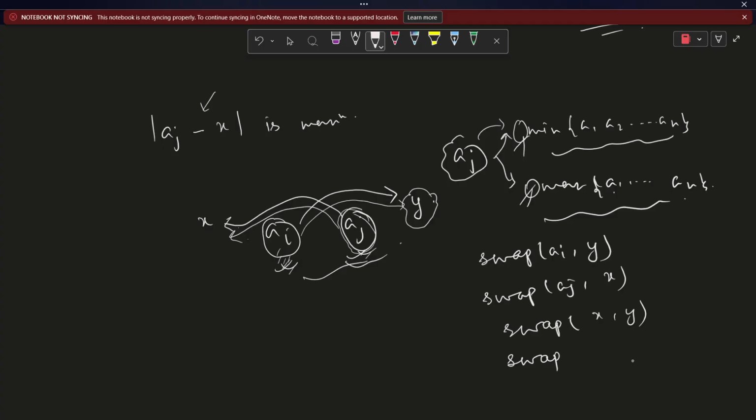Yeah, and then I can swap X and Y. So after this, Y is in the place of AI and X is in the place of AJ, after this swapping operation. Then I would do these two swaps again. So this whole thing gets transformed into AJ is here, AI is here. And then X is here and Y is here.